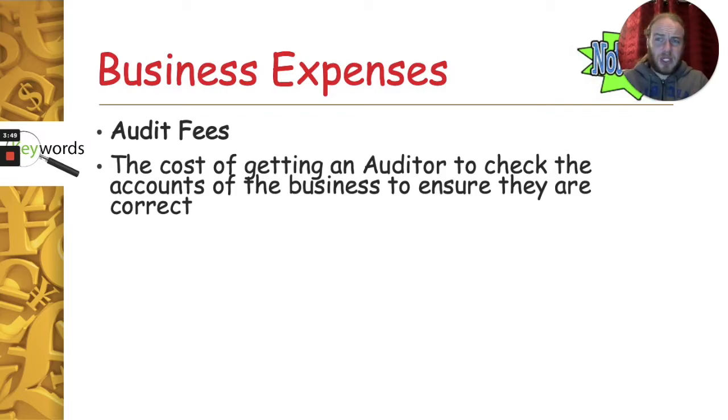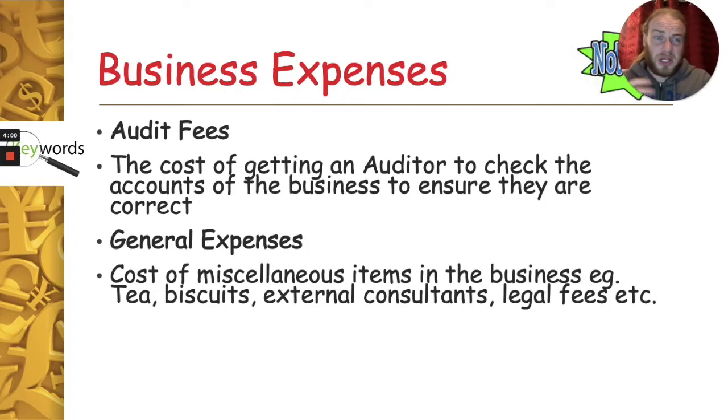So you get your accountant to write up your accounts, and then you get an auditor to check the work of the accountant to make sure the accountant hasn't made any mistakes, basically. General expenses are literally just the cost of miscellaneous expenses that you have in the business. So it could be for tea and biscuits for break time, external consultants in for different things, legal fees for minor little things here and there, general day-to-day expenses that are too small to classify as themselves.